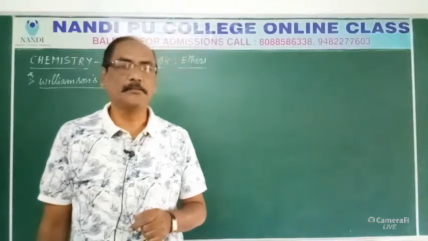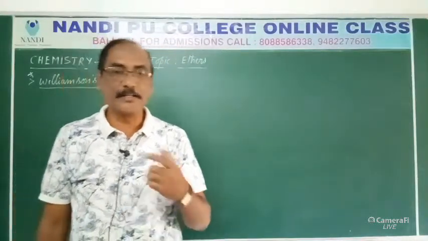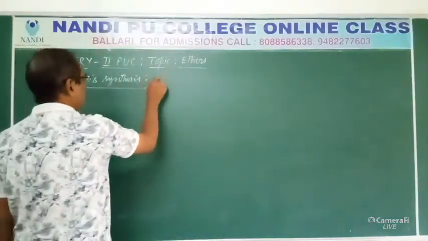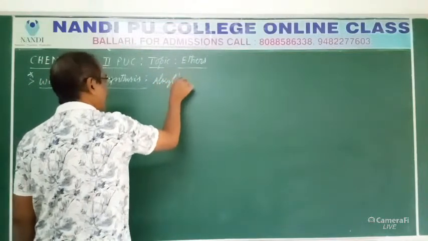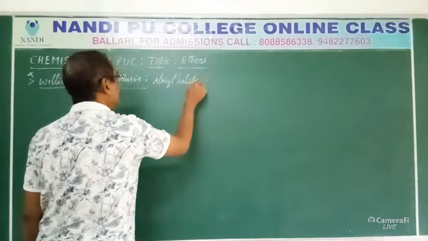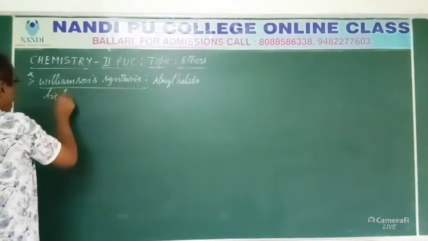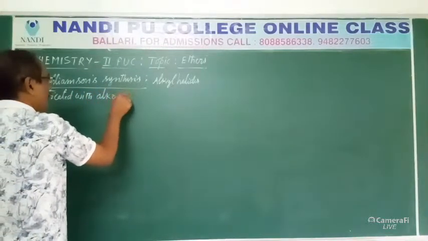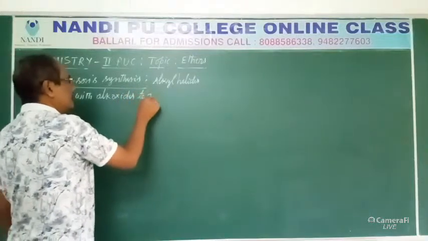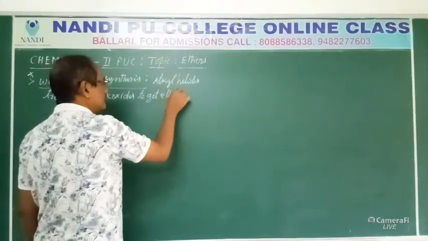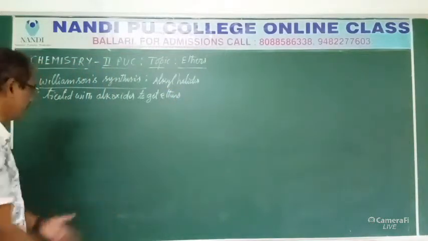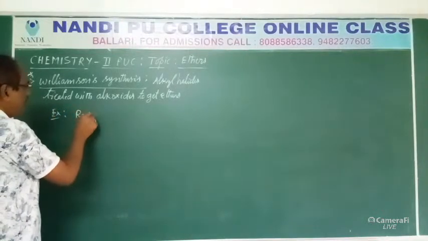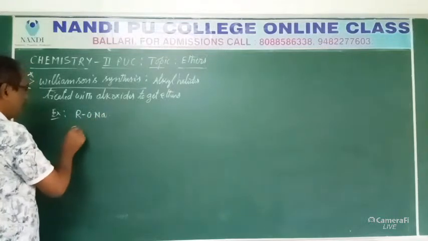In the Williamson synthesis, alkyl halides are treated with alkoxides to get ethers. Right children? For example, I take RONa. This is sodium alkoxide.